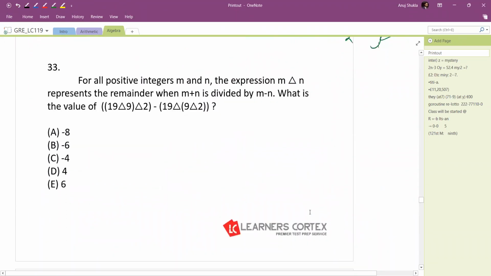Okay, try this. This is a very easy question. Read it. For all positive integers m and n, m triangle n represents something. That is, when m plus n is divided by m minus n, it is the remainder. Triangle is showing the remainder. Then what is the value of this?